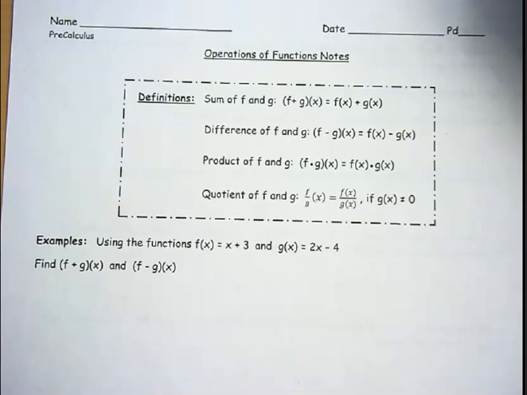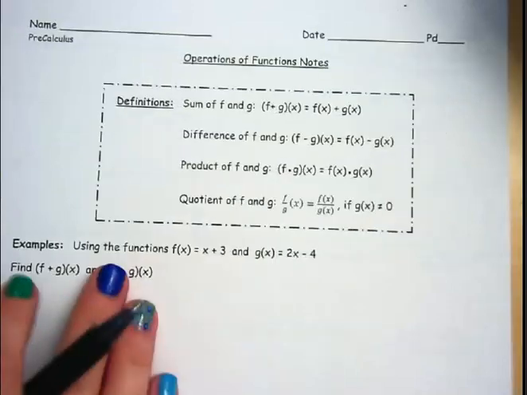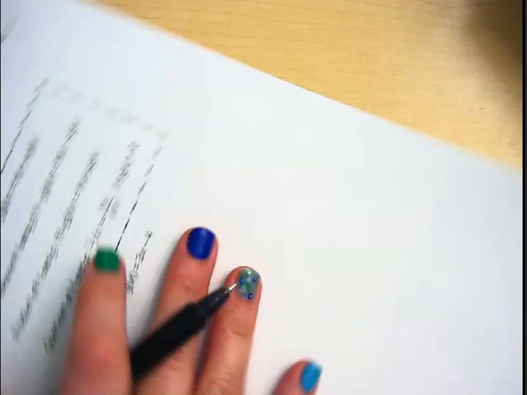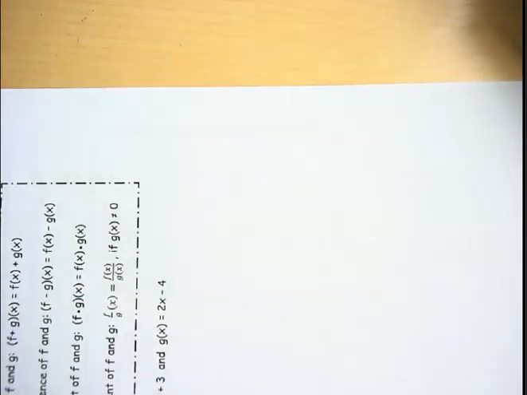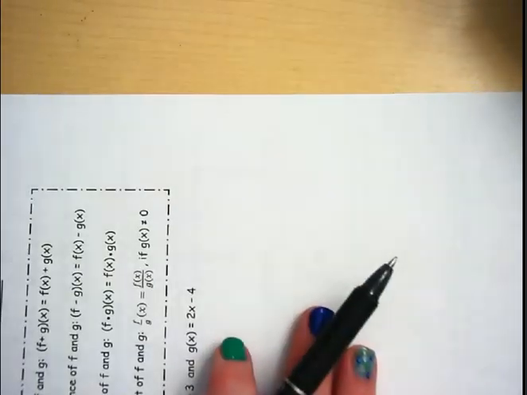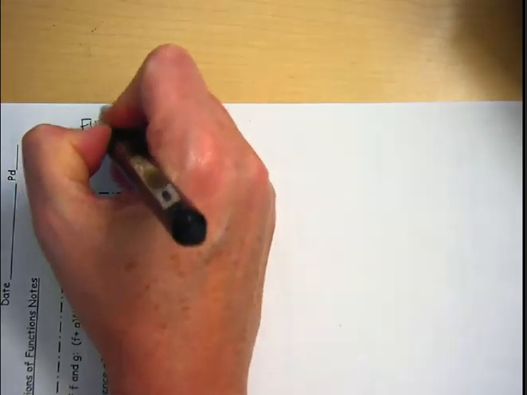Okay, here's our video for the operations of functions notes. I want to start by reviewing function notation. So if you just rotate your note sheet this way to the left 90 degrees, we are going to write some notes along the side here. So this is just a little function notation review.